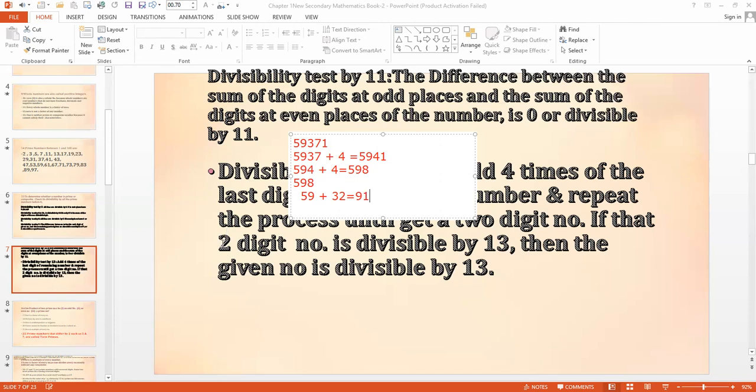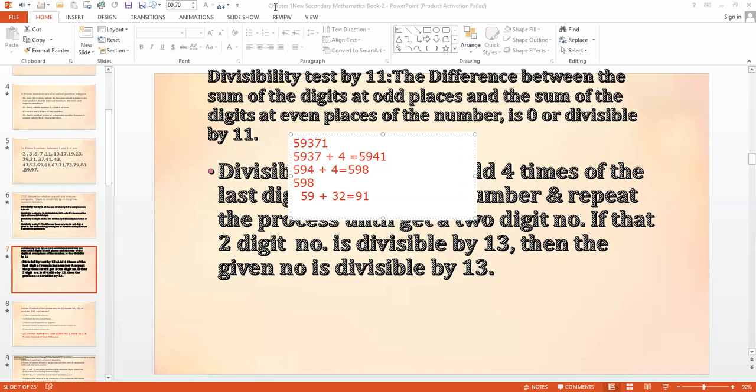And you have to multiply this unit place digit with 4 and then add it with the remaining digits. So you will get your answer. You have to continue this process until you get a 2-digit number, and then check whether this 2-digit number is divisible by 13 or not. Clear to all?